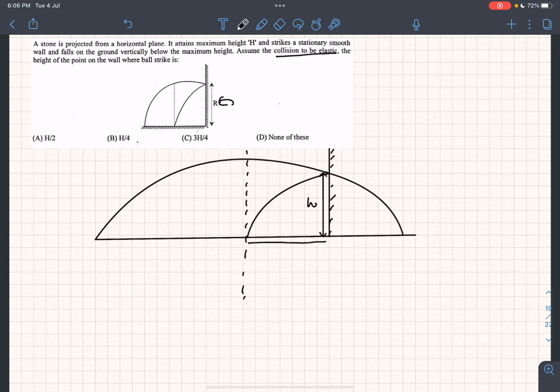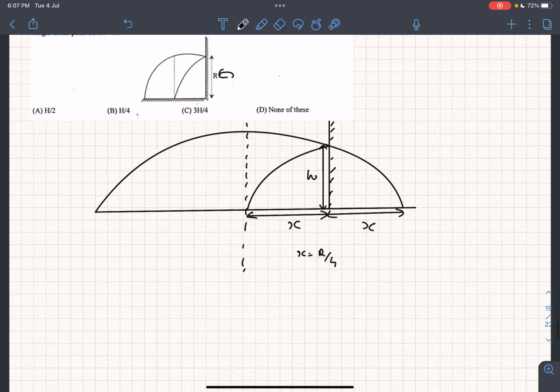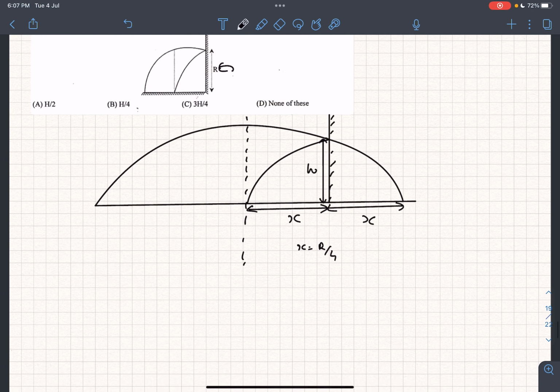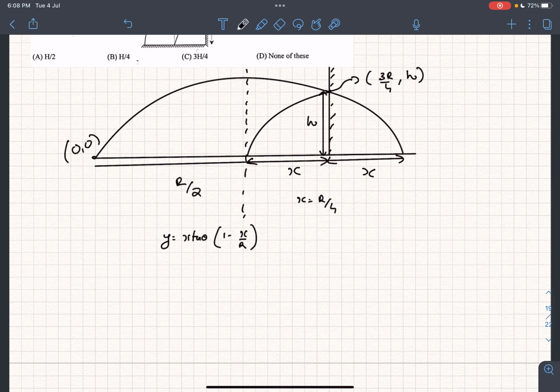So let's say this distance is x, which means this distance will also be x. And from here we'll get the value of x to be r by 4, where r is the range of the projectile. In this particular case, we have to find this. So the coordinate of this point is going to be 3r by 4. If we consider the origin to be over here, the coordinate of this point will be 3r by 4 comma h. Now if we use the trajectory equation, substituting for the value of h, the y value will be h, and the coordinate of x is 3r by 4.